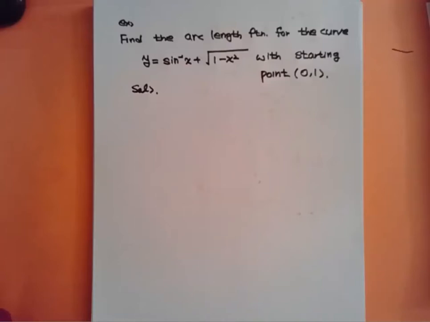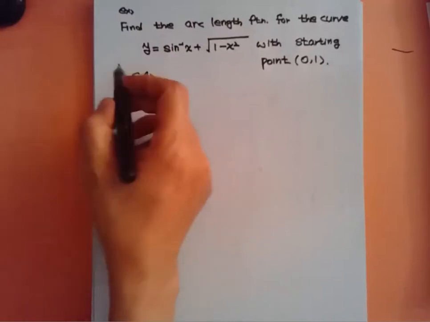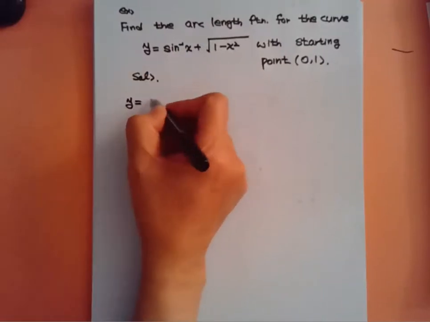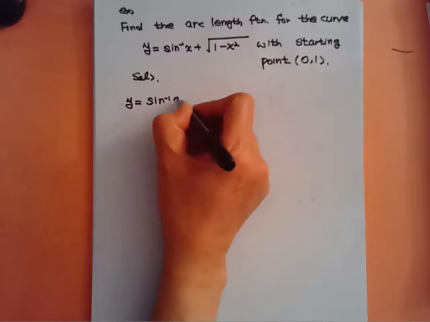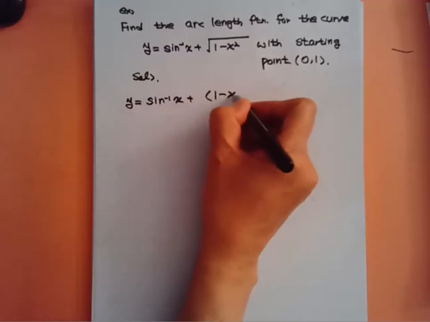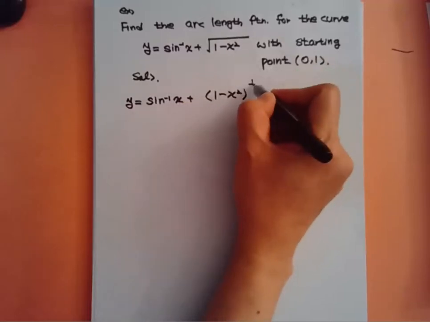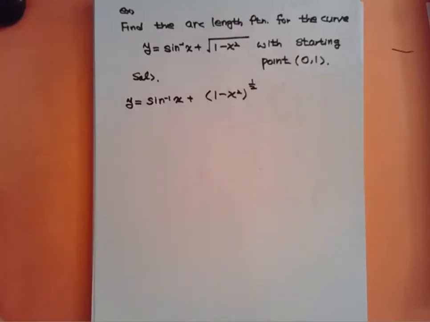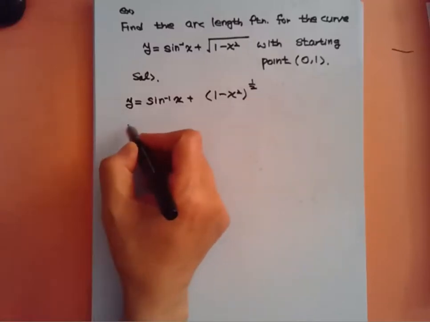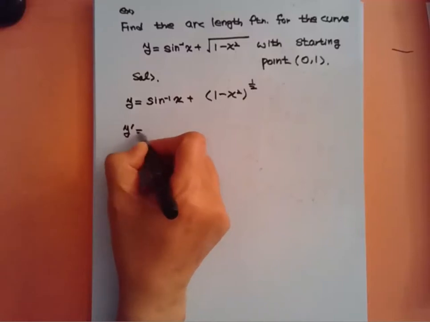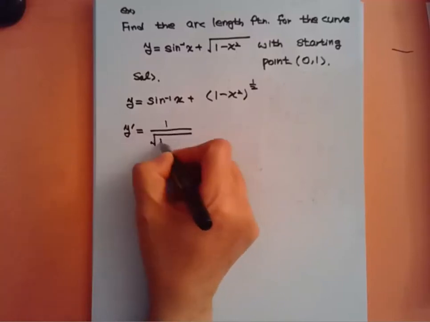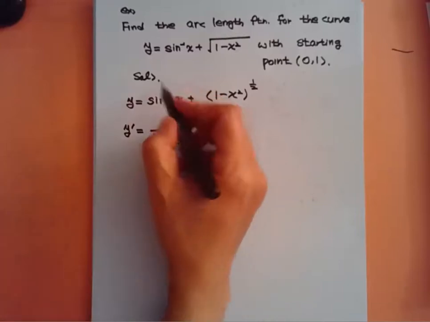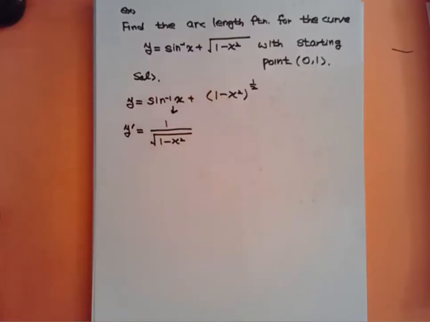The general process will be the same. So we think about the derivative of y, and then we will use the arc length formula. y is given as sine inverse of x plus the square root of 1 minus x squared. To apply the derivative formula, we will write the power form of square root. So y prime is 1 over square root of 1 minus x squared. That is the derivative of sine inverse.